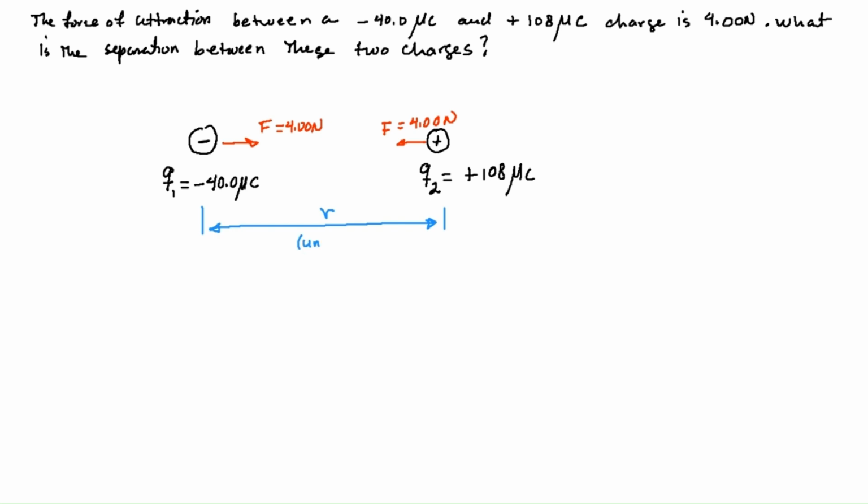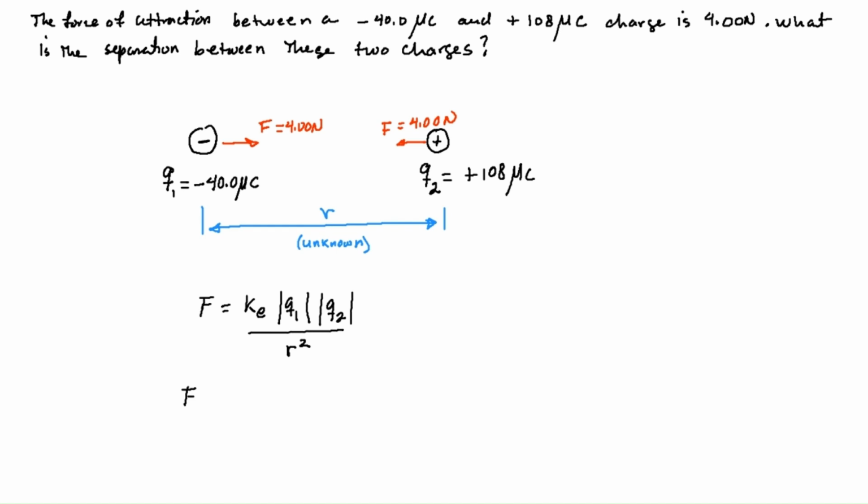So if we apply the Coulomb formula, or Coulomb's law, we will have that the force of Coulomb is equal to K sub E times the absolute value of Q sub 1 times the absolute value of Q sub 2 divided by the square of the distance. What we want to do here is to calculate the square of the distance, so I will multiply both sides by the square of the distance.